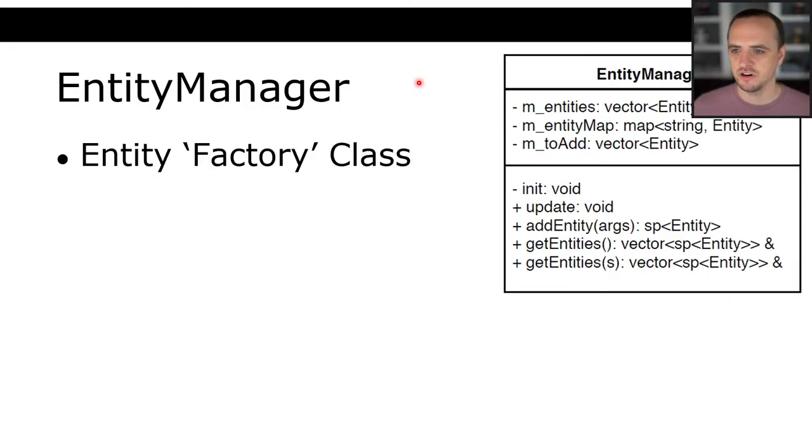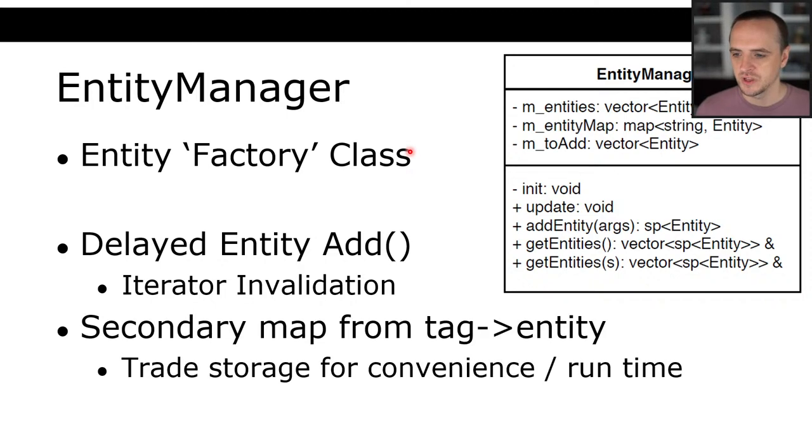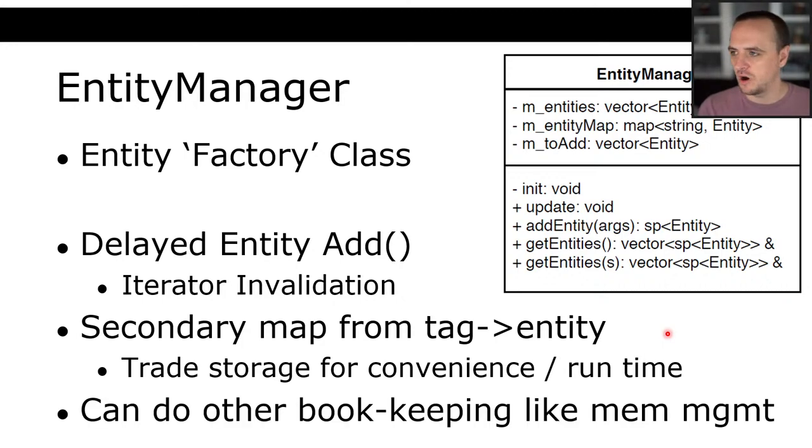The entity manager, this is our factory class. We are implementing delayed entity add. We talked about that in the last lecture. That helps cure iterator invalidation. We have a secondary map from tag to entity. So we're trading storage for convenience and time. And we could do other bookkeeping in here as well.